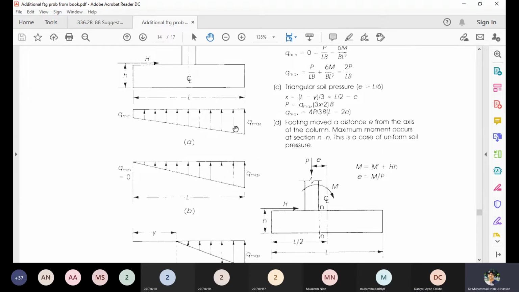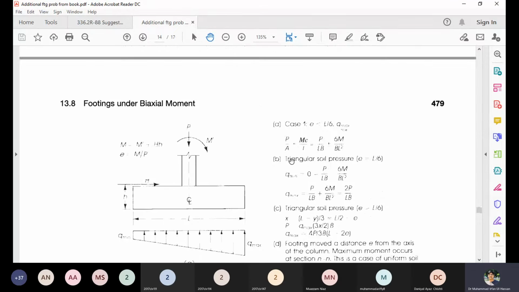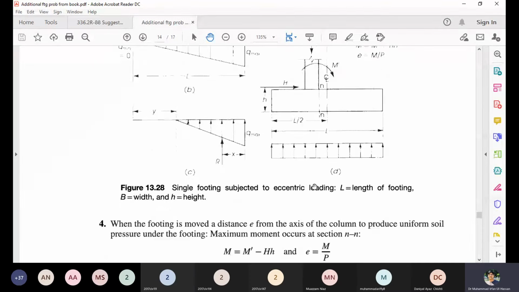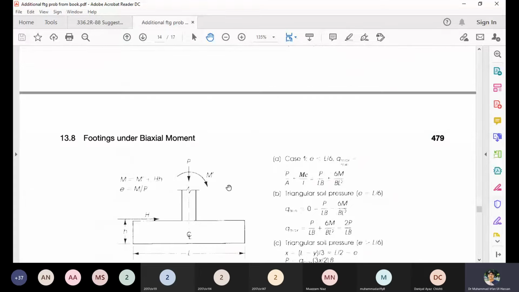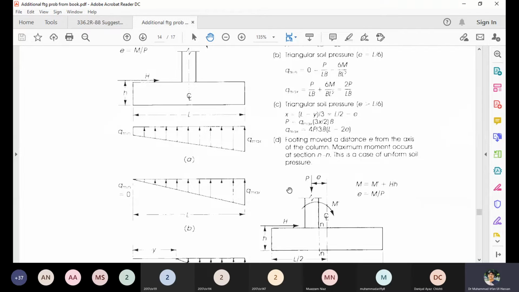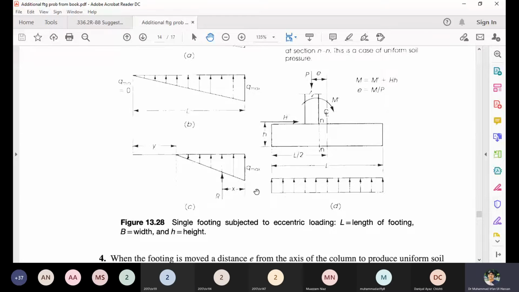So the pressure is trapezoidal when E is less than L by 6. Pressure is triangular when E is equal to L by 6. Tensile pressure is also developed when E is larger than L by 6. So this is explained here again: when your load is present away from the centroid of the footing, then moment is present. When the moment is present, you have to consider the pressure which is obtained from the moment diagram, including the moment. UDL is not considered in that case.